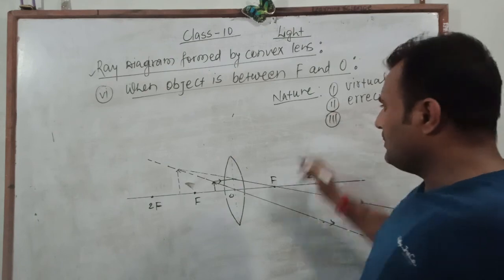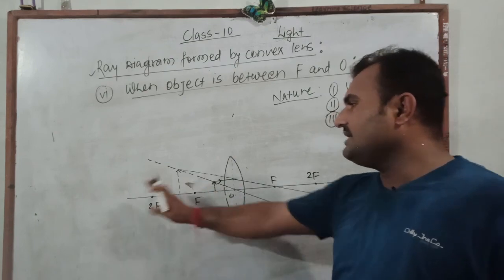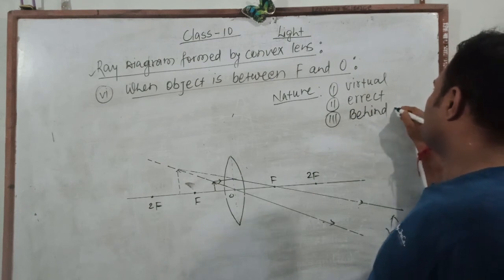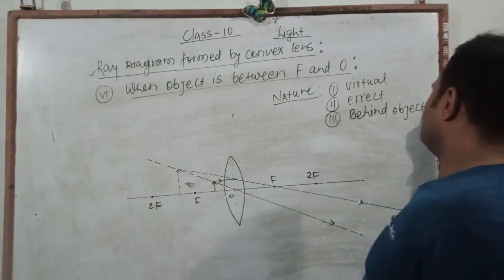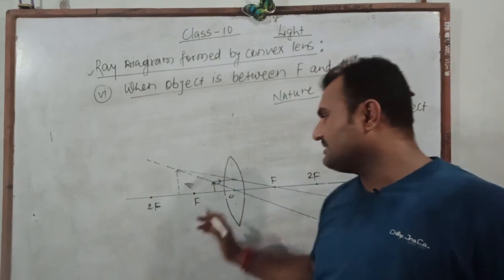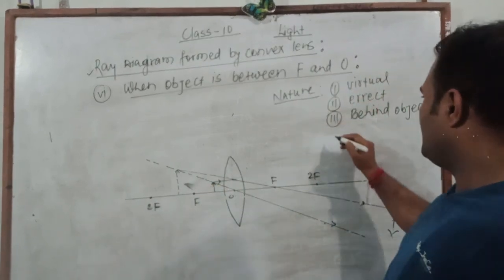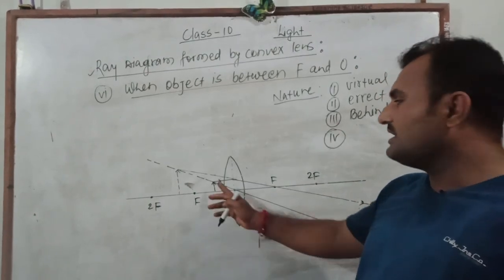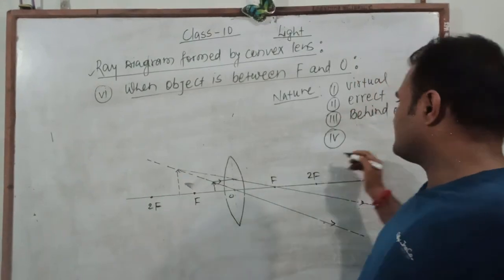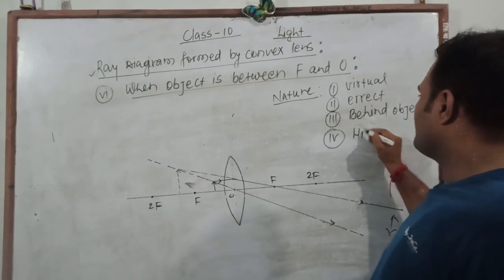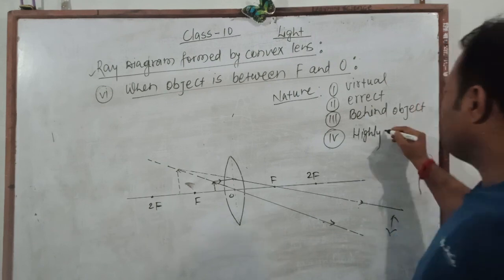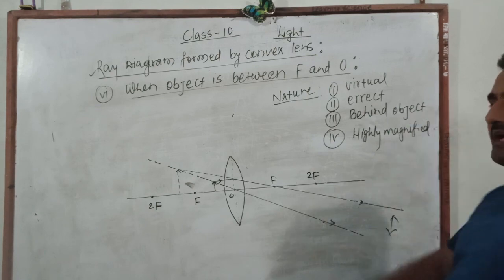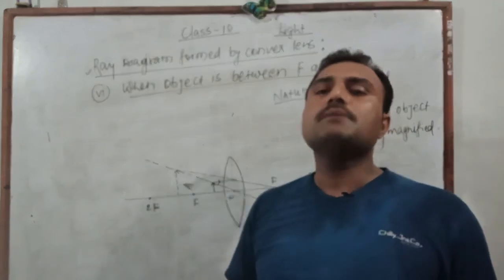The third condition is where it is formed: behind the object, and here we write that the image is formed behind the object. It may be behind F, behind 2F, that depends upon the size of the object. And the fourth condition is here. In that condition, the virtual image is larger than the object, and a highly magnified image is formed. Highly magnified. Such a condition is found in a microscope.